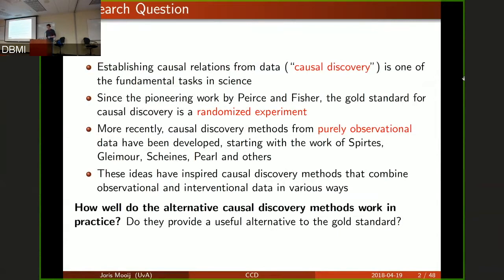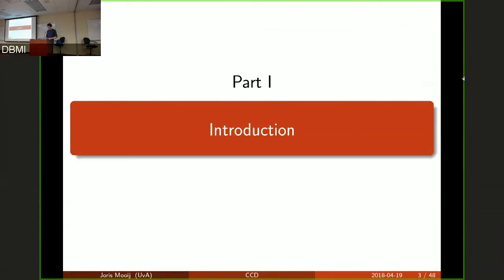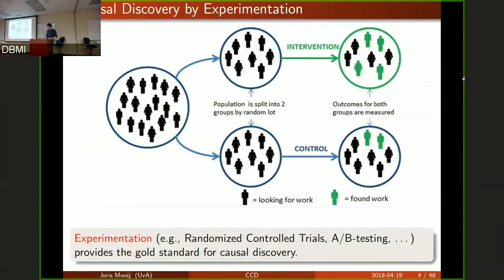And these ideas have inspired causal discovery methods that combine observational and interventional data in various ways. And the question I would like to focus on today is how well do these alternative causal discovery methods work in practice? Do they provide any useful alternative to the gold standard? I don't know exactly how much you all know on causal discovery. I have a few introductory slides. Let me just go through them quickly so that we are all on one page.